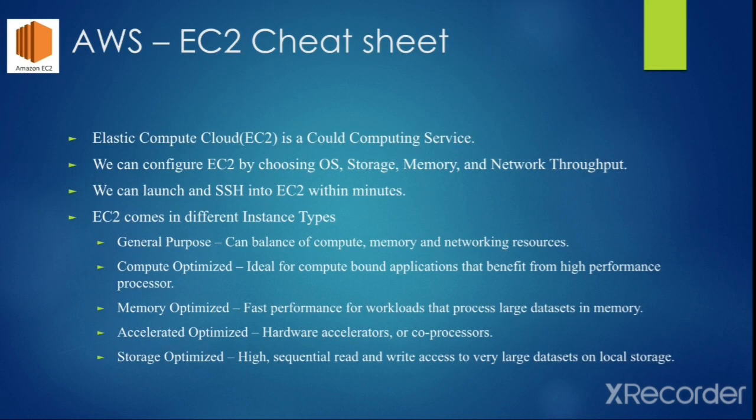EC2 is Elastic Compute Cloud Service where you can choose your instance by OS, storage, memory, and network throughput. If you have a huge amount of data to store, you can choose a storage kind of instance. Whereas if you want to process big data or machine learning, where you want memory to process the files, then you can choose a memory related instance. Whereas if you want high network throughput, then you can go with a network throughput related instance.